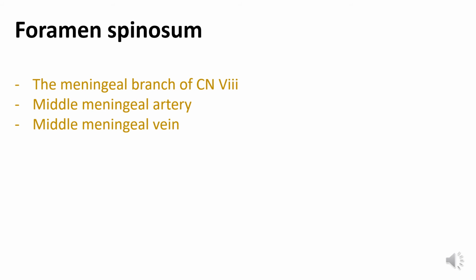The foramen spinosum: the meningeal branch of cranial nerve 5 division 3, the middle meningeal artery, and the middle meningeal vein all pass through the foramen spinosum. This is found in the middle cranial fossa, and the cranial bone involved is the sphenoid bone.